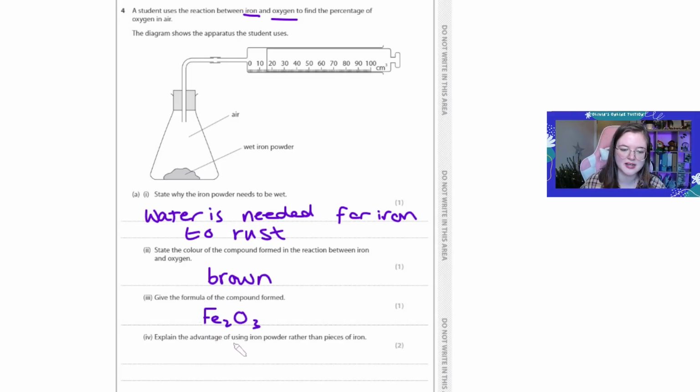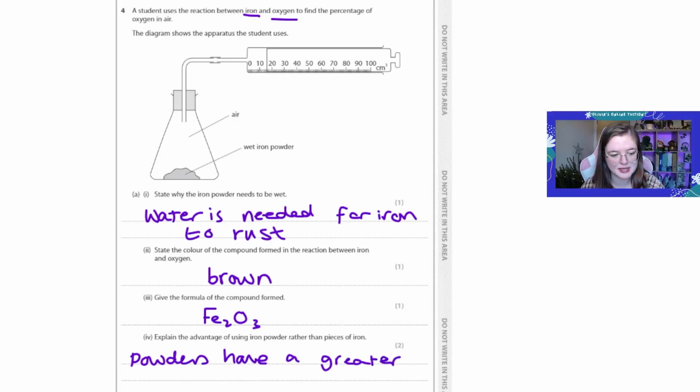And then explain the advantage of using iron powder rather than pieces of iron. So the advantage is that the reaction is going to occur a lot faster, because you have a much better surface area to volume ratio. It means the reaction is going to happen a lot faster, which means you're not going to be waiting there all day dilly-dallying, waiting for the reaction to occur. Let's put it down. So powders have a greater surface area to volume ratio. Let me move it downwards.